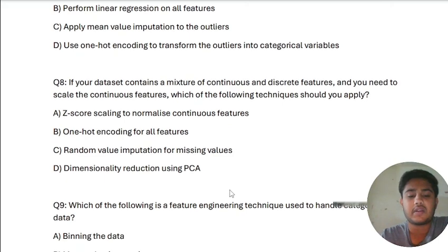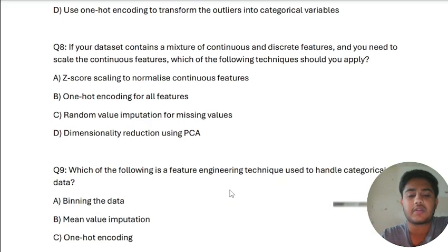The next question is, if your dataset contains a mixture of continuous and discrete features and you need to scale the continuous features, which of the following techniques should you apply? The answer is option A, Z-score scaling to normalize continuous features.